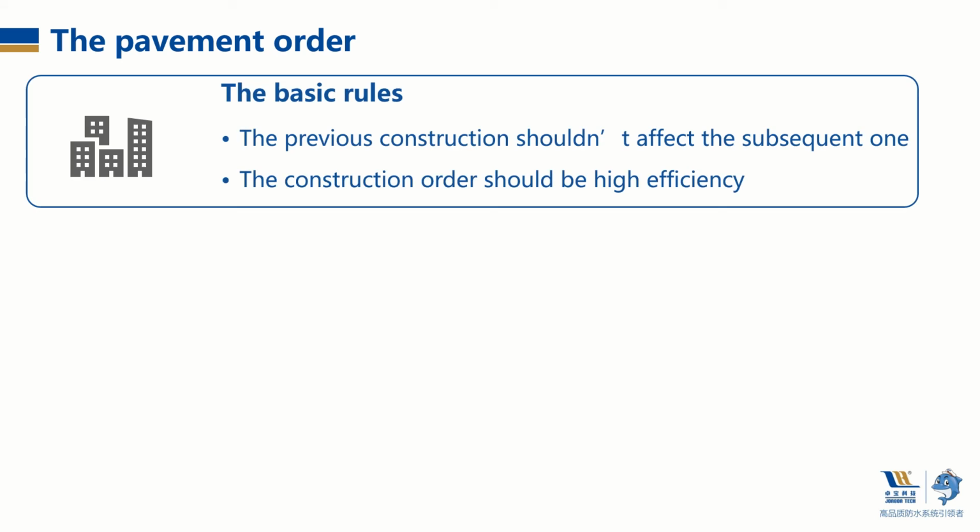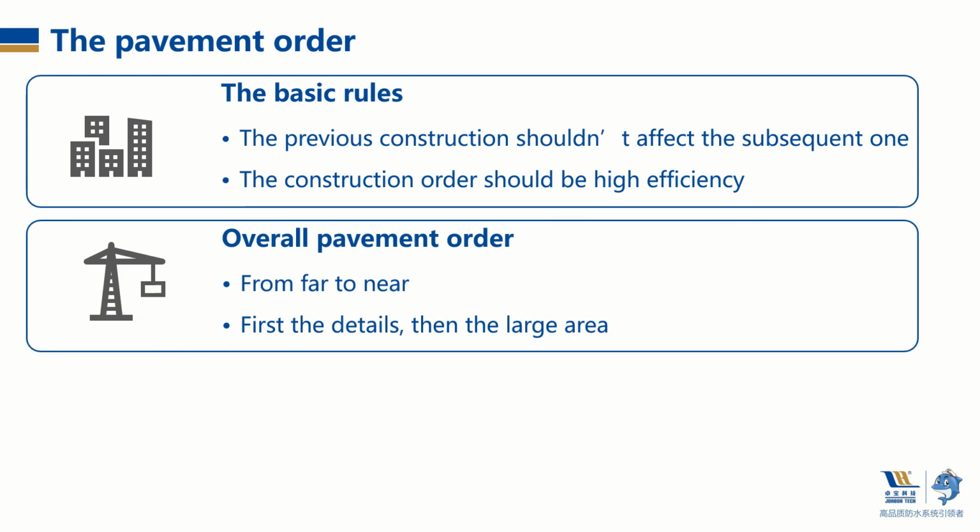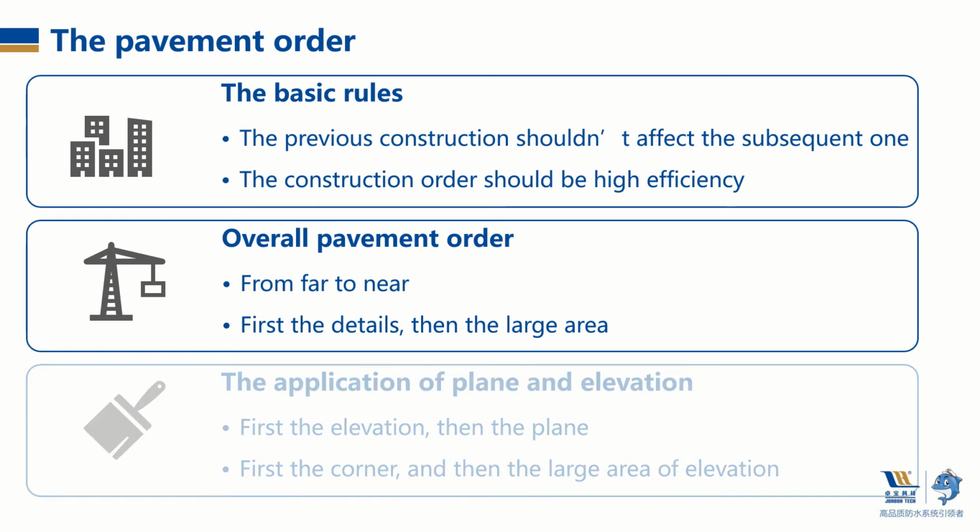About the pavement order, there are some rules that should be followed. The previous construction shouldn't affect the subsequent one, and the whole construction order should be highly efficient. It should be done from far to near, and first the details, then the large area.